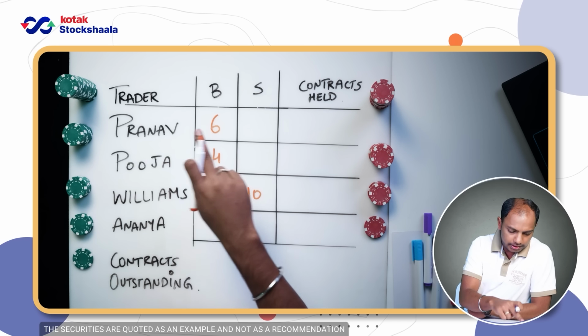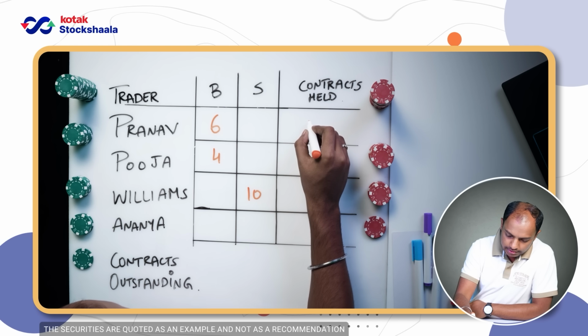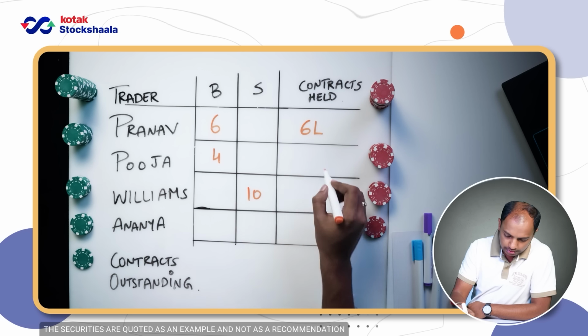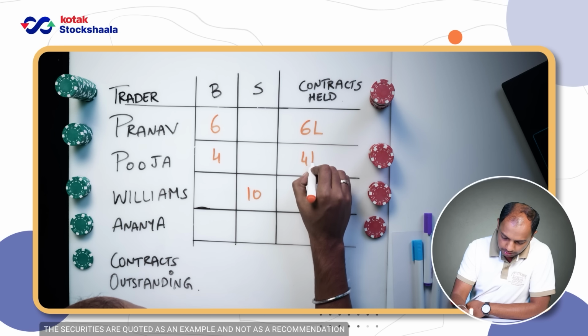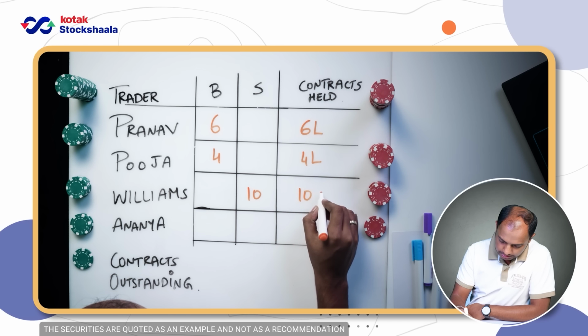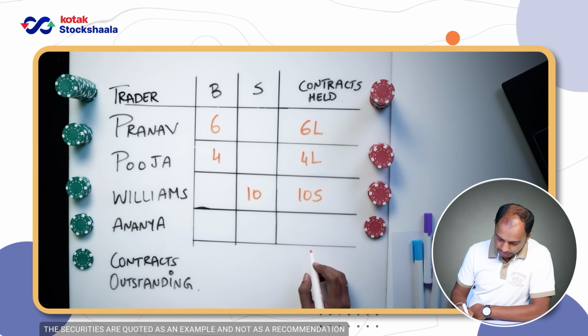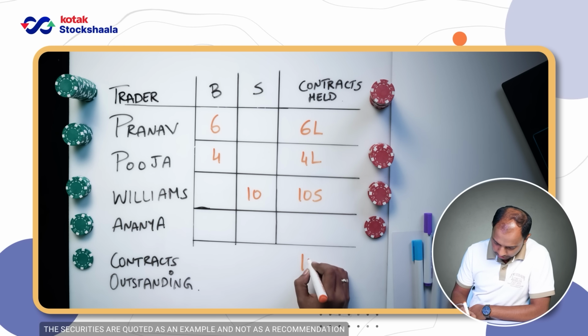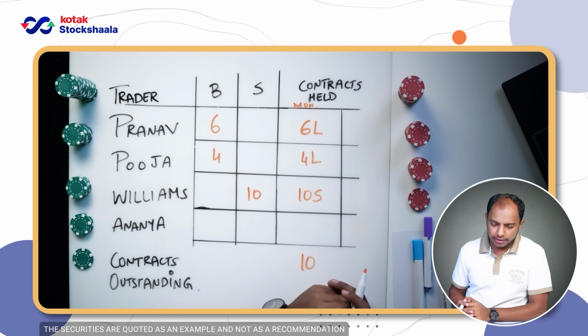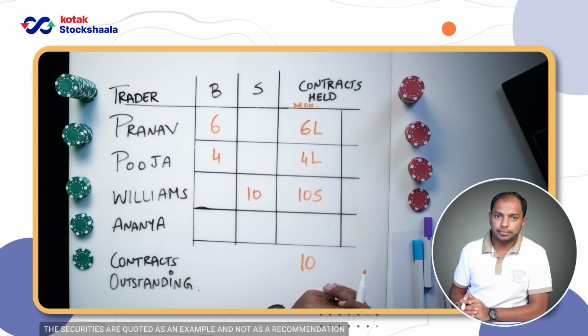Since Pranav has bought 6 contracts, we can say that Pranav is long by 6 contracts. Similarly, Pooja is long by 4 contracts and Williams is short by 10 contracts. So this brings to a total of 10, and this is the open interest in this case. Now let's imagine that all of this happened on Monday.